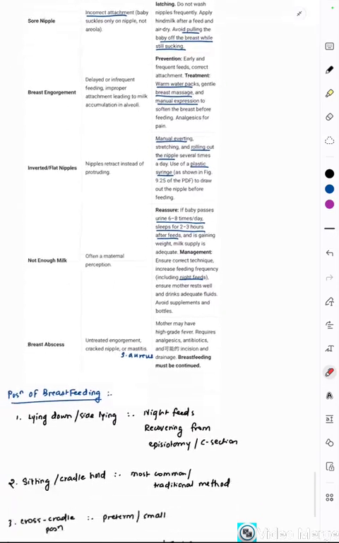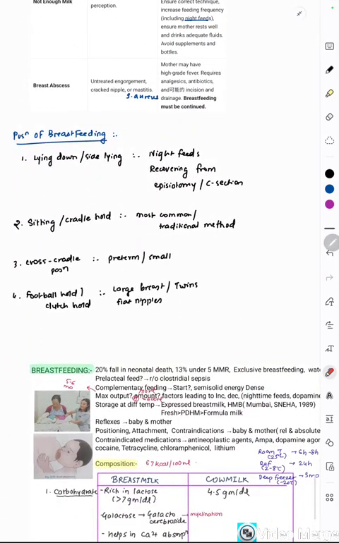Now, the different positions of breastfeeding are: there is a lying position or side lying position. This is generally done during nighttime feeds or for those mothers who are recovering from episiotomy or C-section. Then sitting position or cradle position. This is a traditional position which is most commonly deployed.